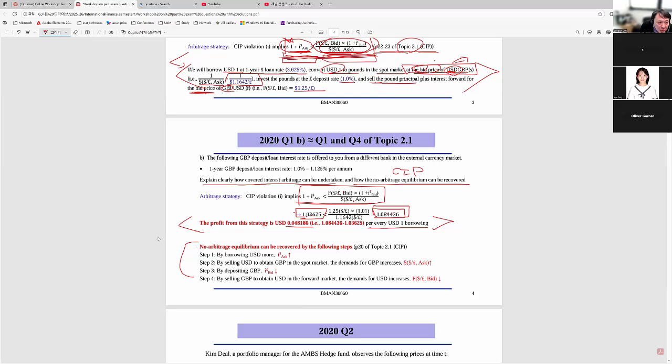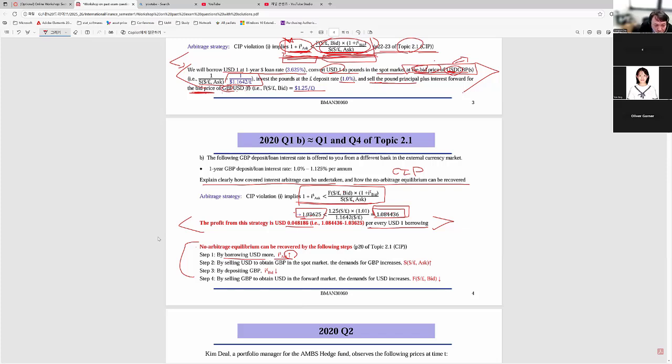Everyone is trying to borrow dollar today. So borrowing dollar means the dollar ask rate will go up. Everyone is trying to borrow. Then bank will charge you higher interest rate. So the dollar ask rate will go up. And then once you borrow $1, everyone is trying to sell dollar to get the pound at the spot market. So everyone is trying to get pound in the spot market.